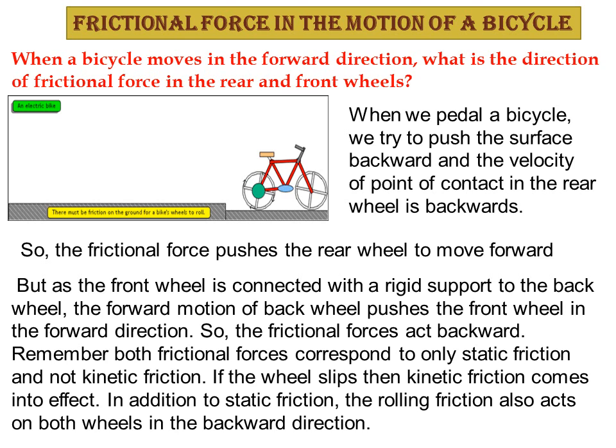Remember, both frictional forces correspond to only static friction and they are not connected with the kinetic friction. If the wheel slips, then the kinetic friction comes into effect. That means it's going to be stopped. In addition to static friction, the rolling friction also acts on both wheels in the backward direction.